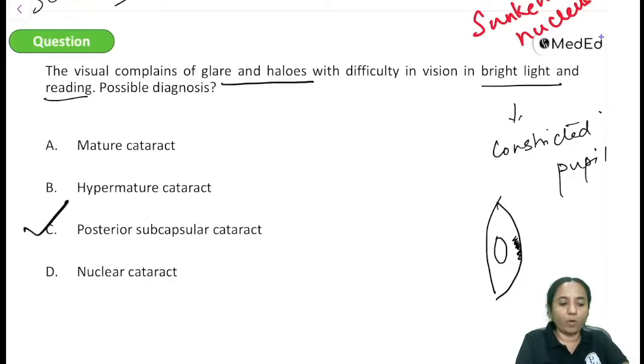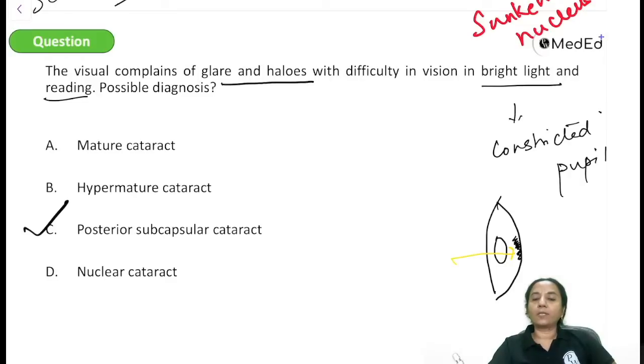This is typically what we call posterior subcapsular cataract. Because the cataract is right at the center, that's why it blocks the light when the pupil is small. That is when you are reading or in bright light. So difficulty in vision in bright light or reading, that is with a constricted pupil and associated with glare and halos, is typically posterior subcapsular cataract.